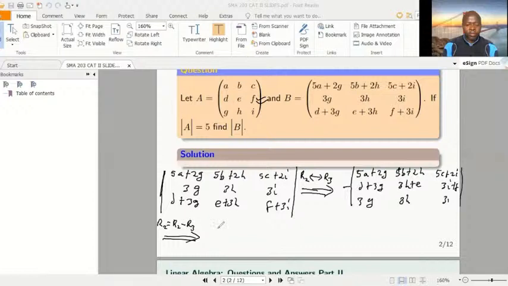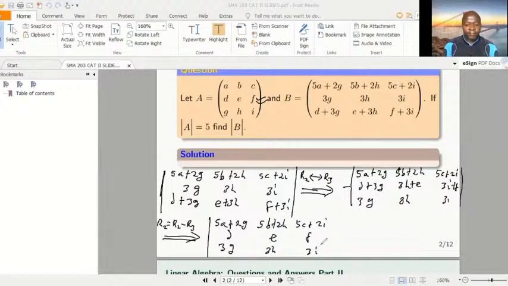Subtract row 3 from row 2. So when that happens, of course, row 1 remains the way it is. And this was 5C plus 2I. So I'm just subtracting row 3 from row 2, and that gives me D here, E here, and F here. And this one remains as 3G, 3H, and 3I.